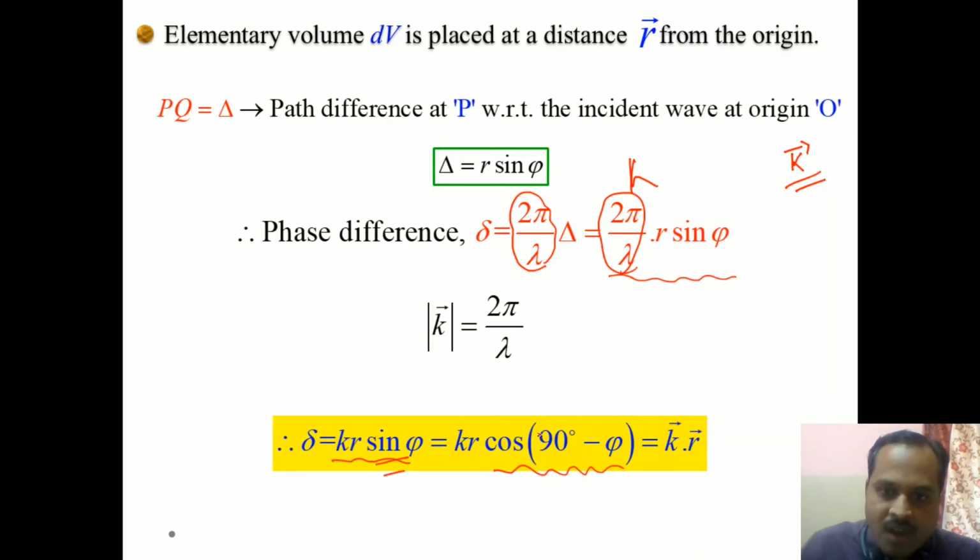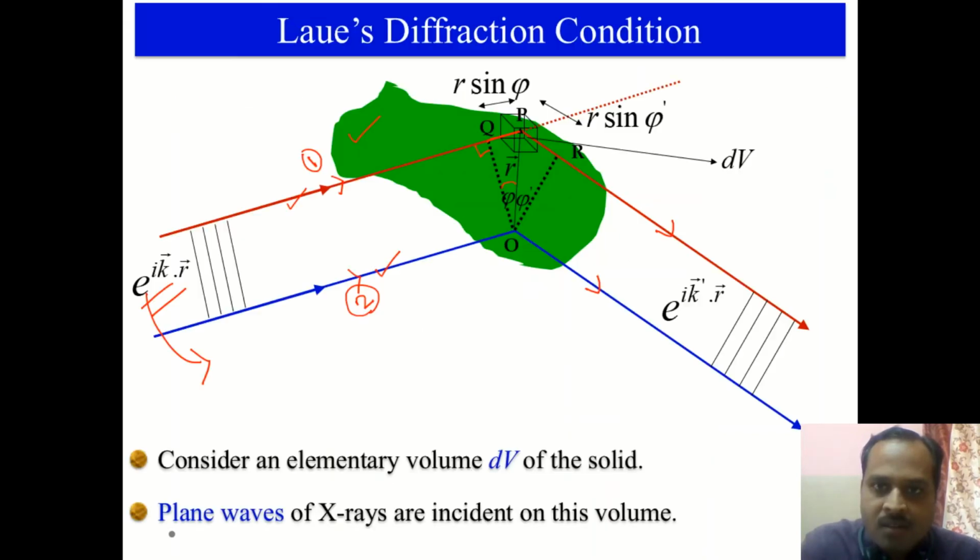And what is this 90 degree minus phi? It is the angle between these two. This is the incident ray 1 and this is the position vector with respect to this origin. So the angle between this ray 1 and this r is 90 degree minus phi. This angle is 90 degree minus phi, since this is 90 degree.